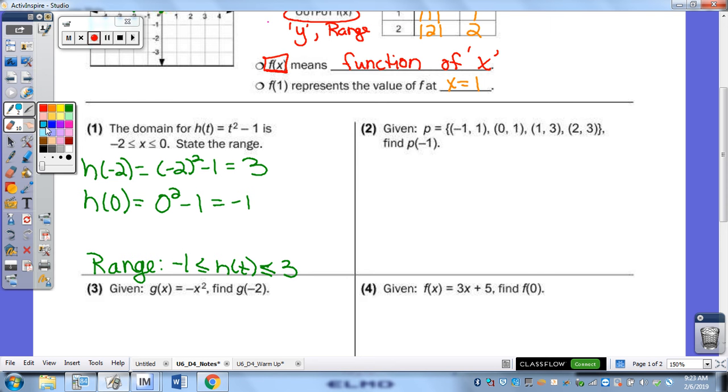So number 2, given p equals those 4 points, they want us to find p of -1. Again, this -1 is where x would be. That is in the x spot there. So let's go to where x is negative 1. The other value in our point is positive 1. So p of negative 1 equals positive 1. That point is telling you they did all the work. They took negative 1, they already plugged it into the function, and they got positive 1 as the answer. So the work was done for you, all you had to do was find it.